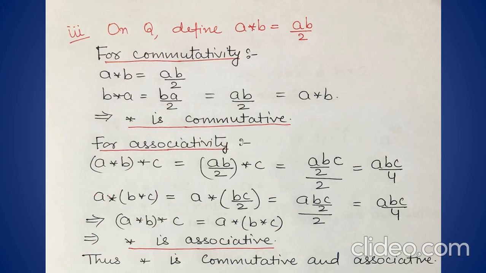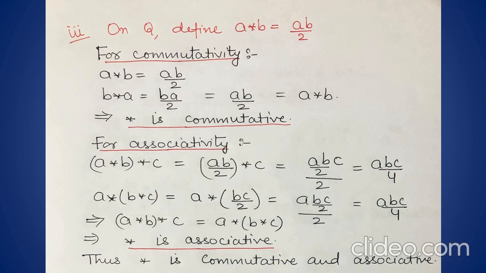Now A star bracket B star C will be equal to, we first put the value of B star C, the product of BC upon 2. So it becomes A star bracket BC by 2. Now again here we have two elements. First is A and second is BC by 2. We apply the binary operation on these two. So it becomes the product of A and BC by 2 upon 2. On solving this again we get ABC by 4.